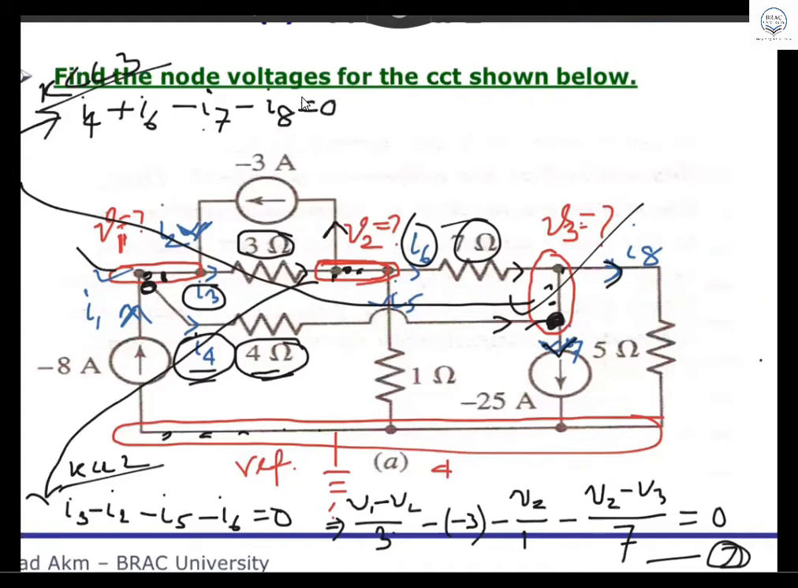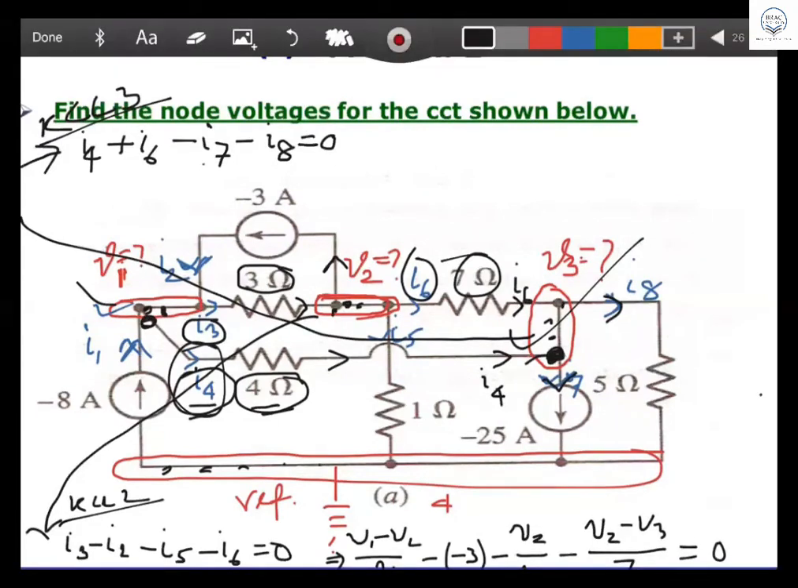I4 is this one. Look at this. This is the I4 current going through this. Do you understand, sir? I4 is coming into the red circle. The red circle is the node. Then what is this current? Okay, good. Now look at this. I8 is going out, so minus I8.